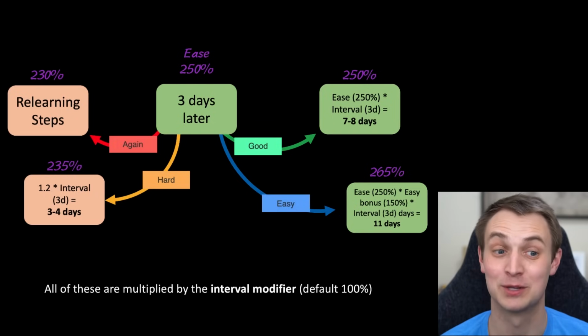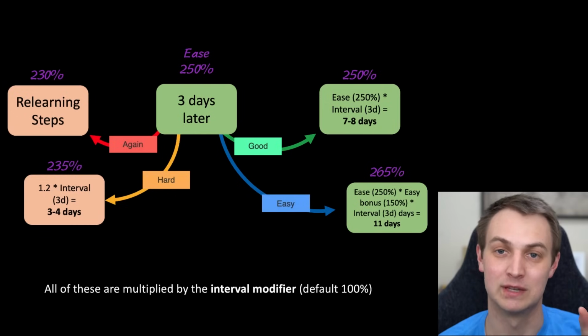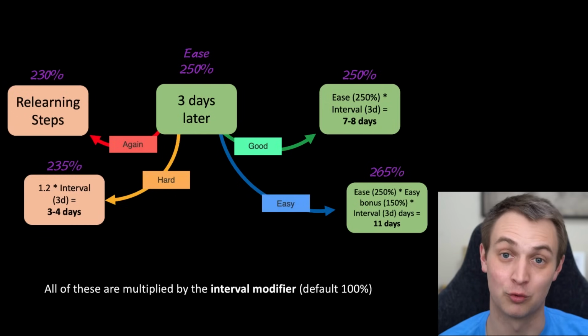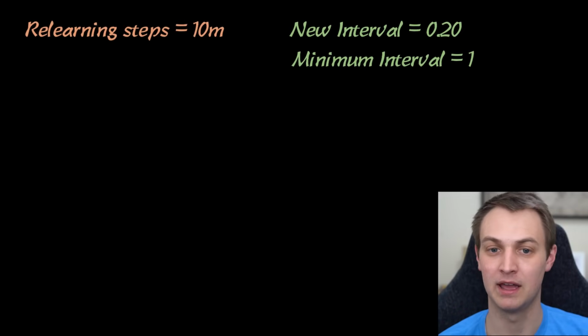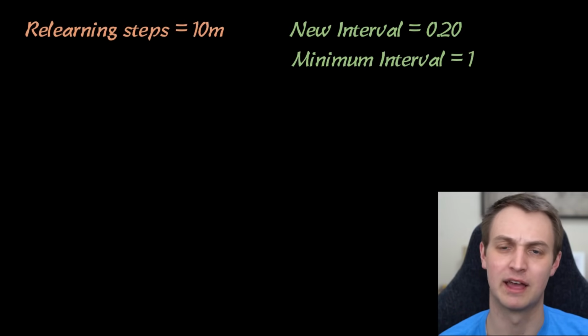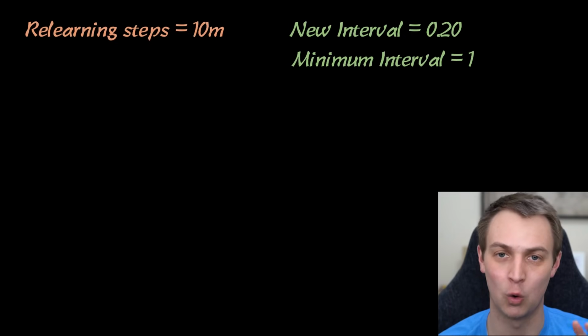Okay, now we're going to go into the relearning step. So we did a card that was graduated, and we said it was wrong. So we're going to go into the relearning steps. These are things that we can customize here. These are my settings here, which are actually Anki default with a little bit of my customization just to show what's going on.